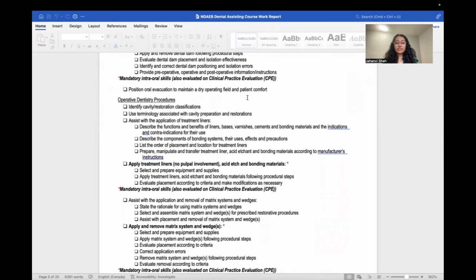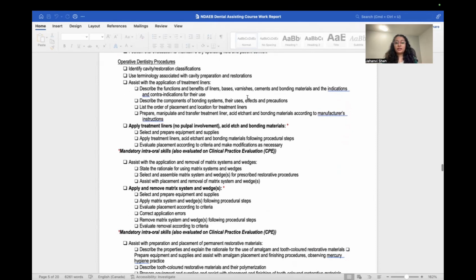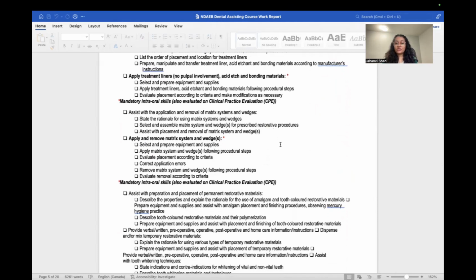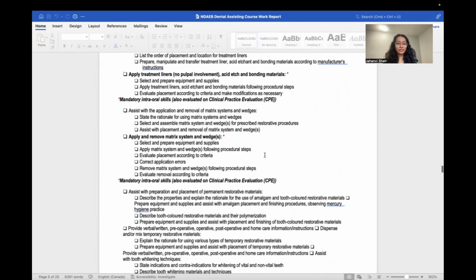Operative dentist procedures: identifying the cavities, which restorations are you doing, assisting with application of treatment liners. Describe the components of bonding system, whether it is two-bond system or everything in one. Apply treatment liners where there is no pulpal involvement. This is one of the important thing again, because applying treatment liner is one of the CPE skills again. Make sure you took everything which you have studied, so that there is less time which is wasted when you have applied for your eligibility.